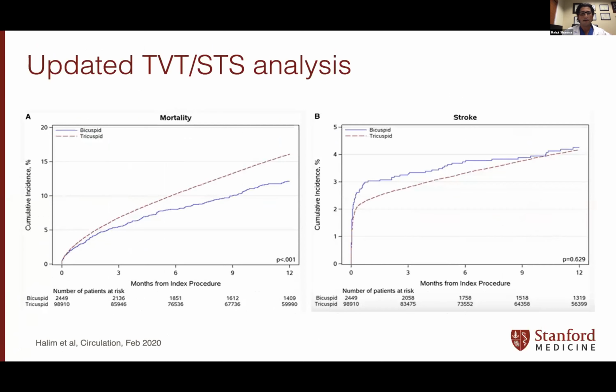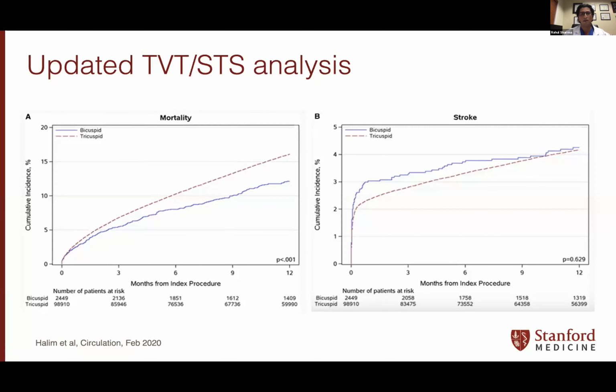When we look at the data from Circulation published by Halim and colleagues this year, they were a much more updated registry from the TVT and STS group. And again, they showed a difference in mortality between bicuspid and tricuspid, but no significant difference in terms of stroke. The difference between this study and the prior study from Dr. Makar's group was that these were not a matched cohort.